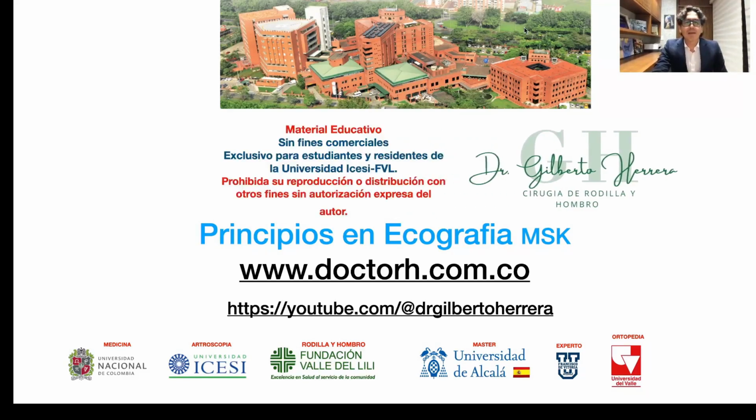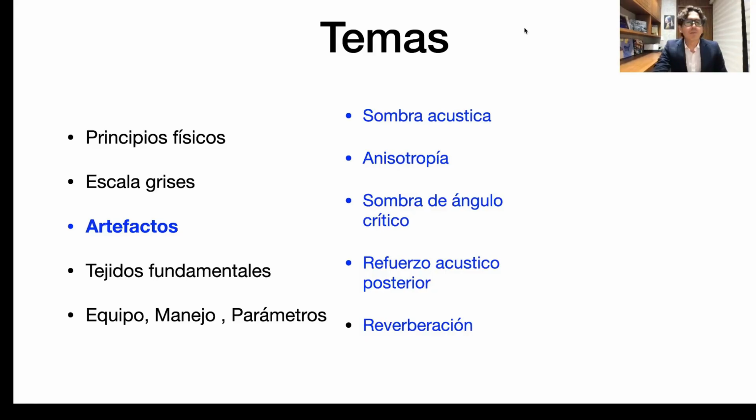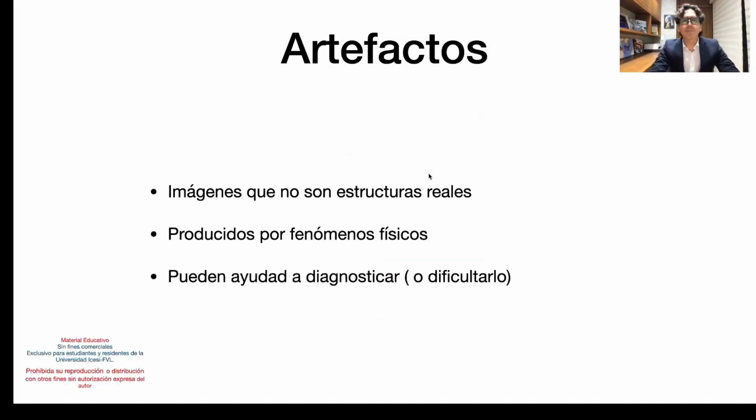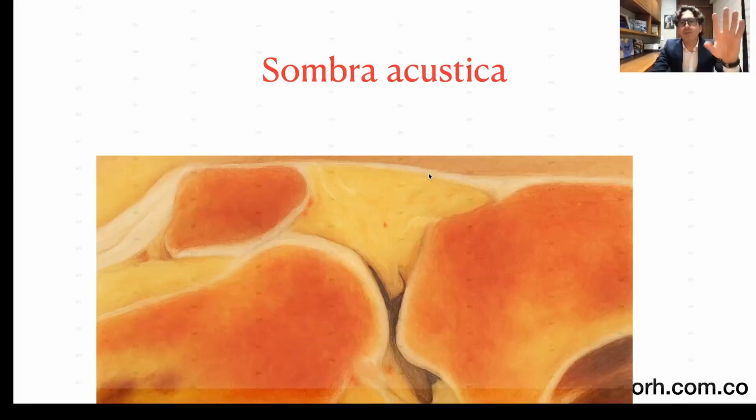The next topic in musculoskeletal ultrasound principles is artifacts. We're going to talk about the main sound artifacts, and we'll divide them into two small sections. Understanding that artifacts are images that aren't real. They're images produced by physical phenomena and can either help or hinder diagnosis. That's why we need to know them perfectly.